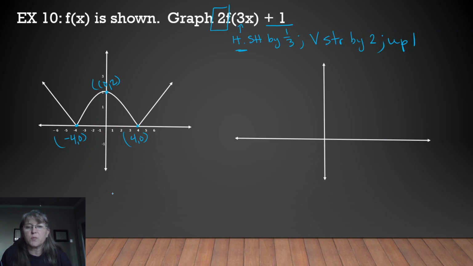Okay, so let's go through this process. So -4, 0 is my starting point. Horizontal by 1/3 would now give me -4/3, 0. Vertical stretch by 2 is now going to give me -4/3, and then 0 times 2 is still 0. And then I'm going to go up 1, so I'll be at -4/3, 1. So that would be about here.